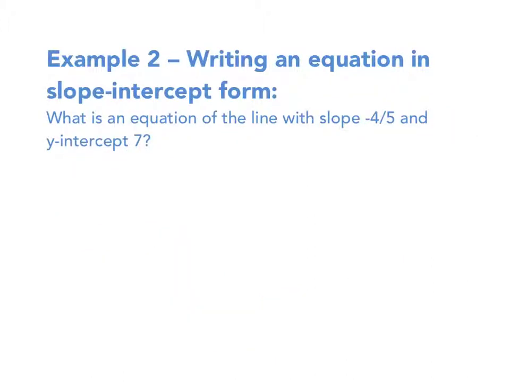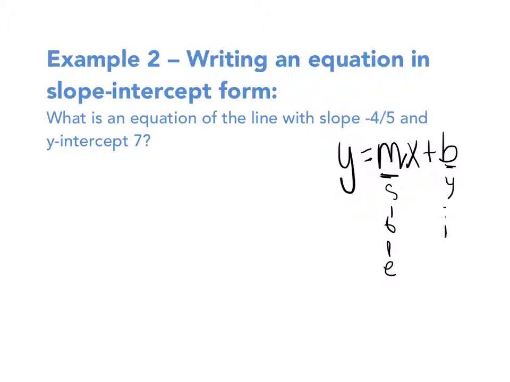Example 2 is to write an equation in slope-intercept form. What is an equation of a line with the slope of negative 4/5 and the y-intercept is 7? So again, y equals mx plus b. I'm going to drill this into you. y equals mx plus b. m is the slope, and b is the y-intercept. So we're going to write our y equals, I need to fill in the blanks for m, and I need to fill in the blanks for b.